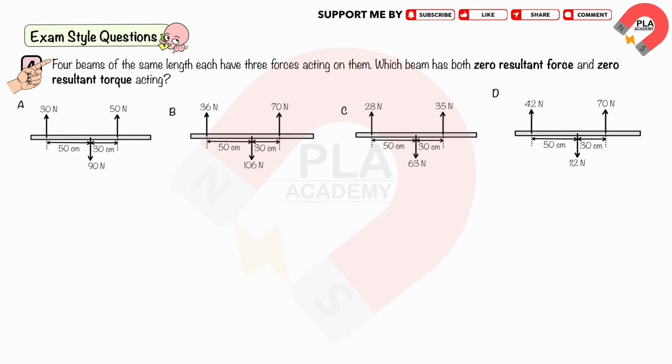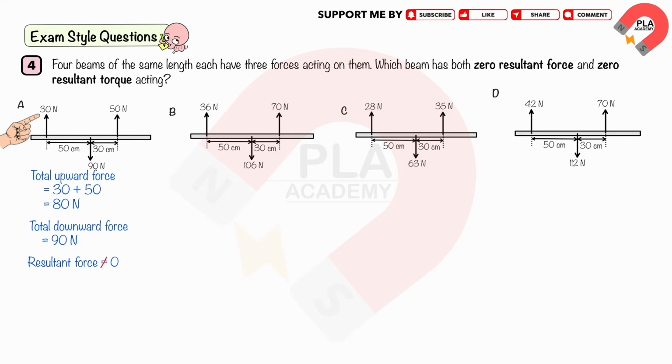Exam-style question 4. 4 beams of the same length each have 3 forces acting on them. Which beam has both zero resultant force and zero resultant torque acting? Choice A. The total upward force equals 30 plus 50, which is 80 newtons. The total downward force equals 90 newtons. So, the resultant force is not zero.